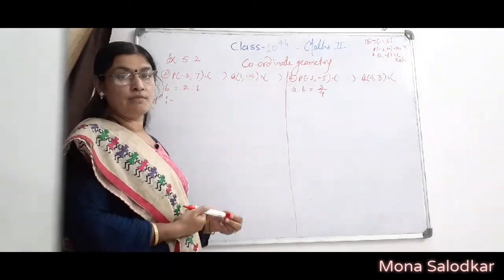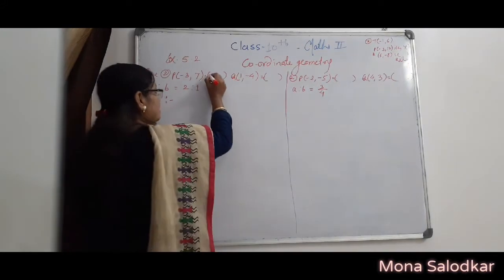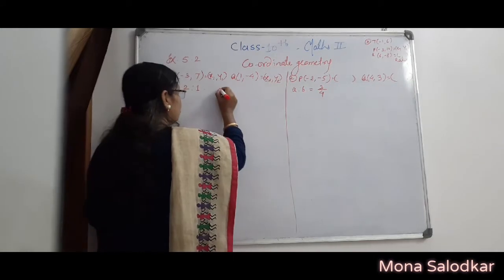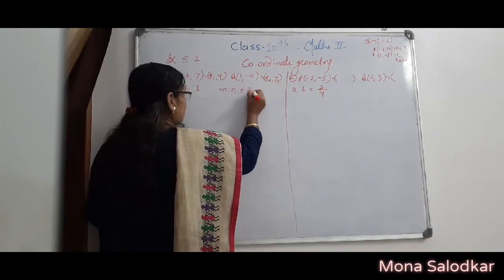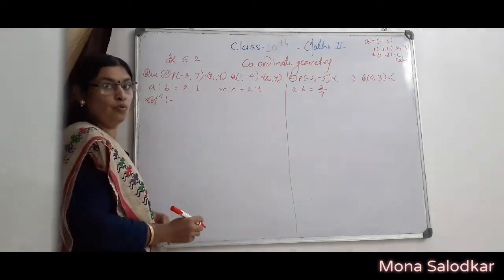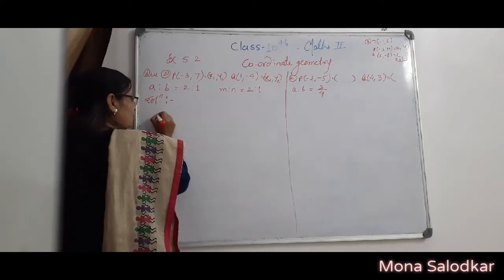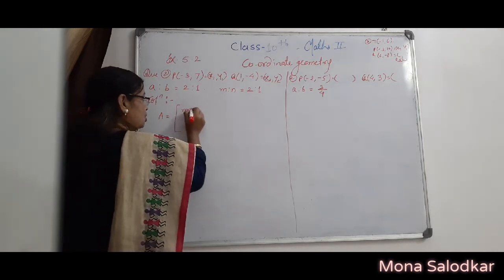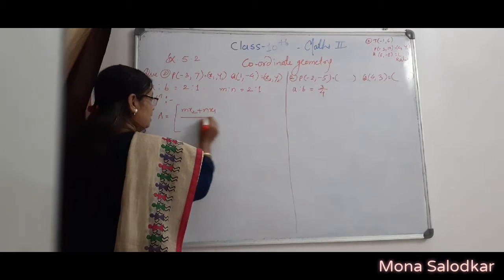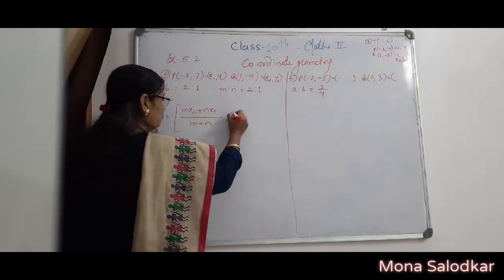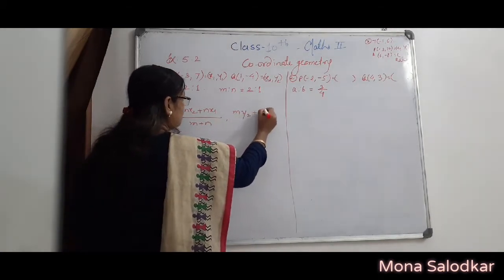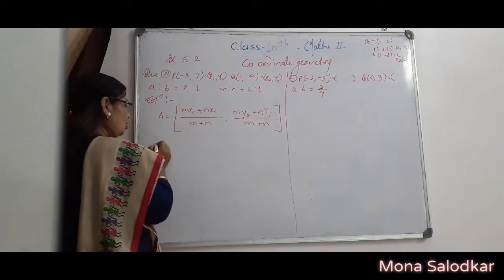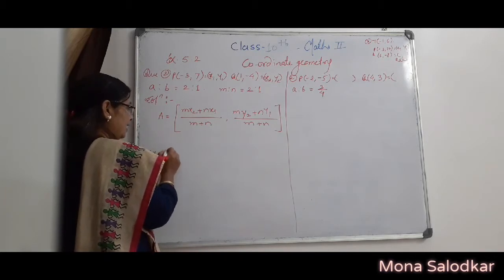So what you have to do, students? First, let the first point be x1 y1, second point be x2 y2. And what is the ratio given? m is to n, 2 is to 1. Now use the section formula. You have to find out the coordinates of A. What is the section formula? (mx2 plus nx1) upon (m plus n), (my2 plus ny1) upon (m plus n). You have to find out the coordinates of A, that is x and y.